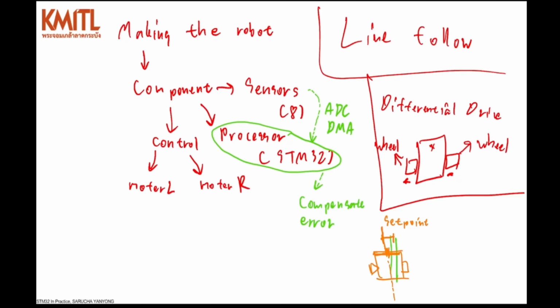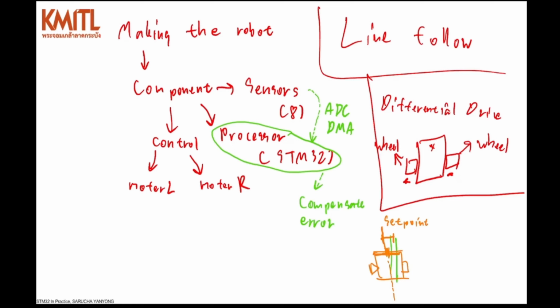Between the line that we detect and the set point that we need, the way we control the robot to move is to bring the robot to the center of the line. What we need is for the set point, or the center of the robot, to be in the position of the center of the line.